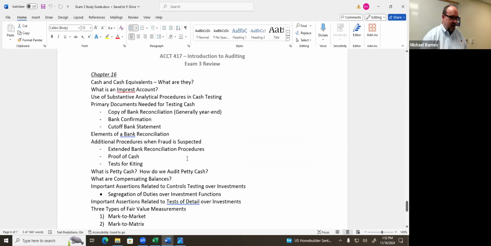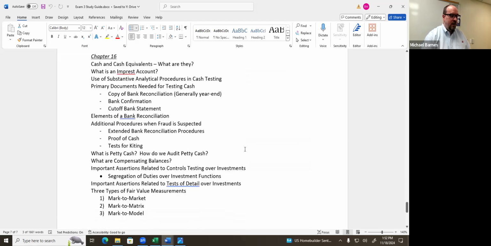All right, chapter 16. So remember, we have primary documents needed for testing cash. More specifically, when we test cash, we're testing the bank reconciliation. So we need the bank reconciliation itself. What is it we're trying to prove in the bank reconciliation? What is the number that we're trying to determine is correct? So the book balance or the bank balance? The book balance, okay, we're trying to determine the book balance is correct. How do we do that? We verify the bank balance is accurate and verify all the adjustments that are made from book to bank, okay?